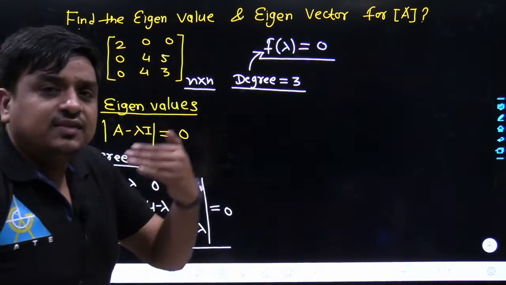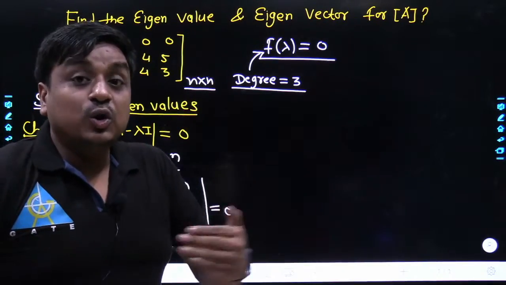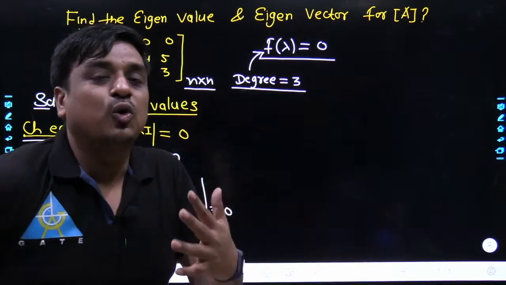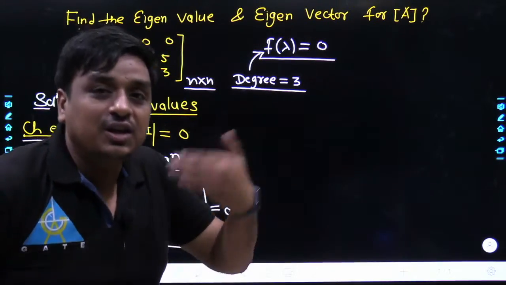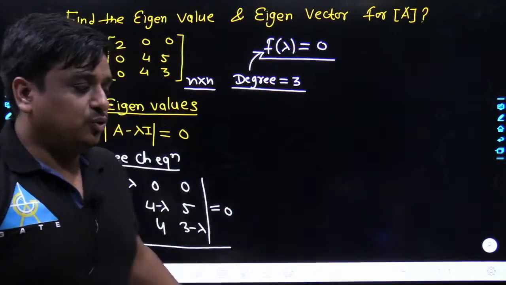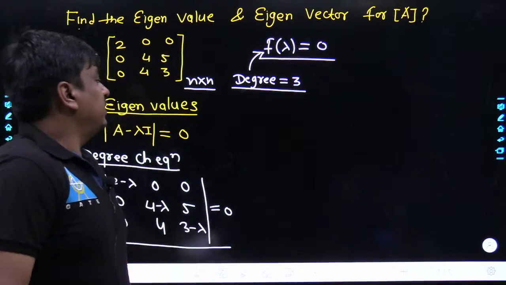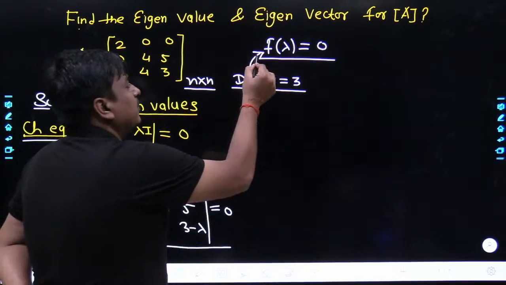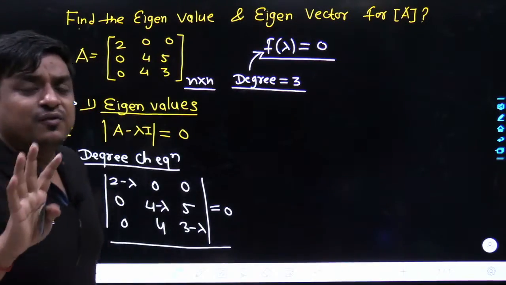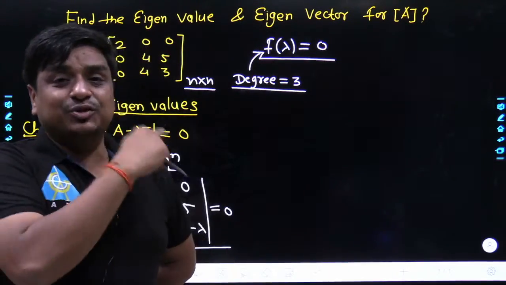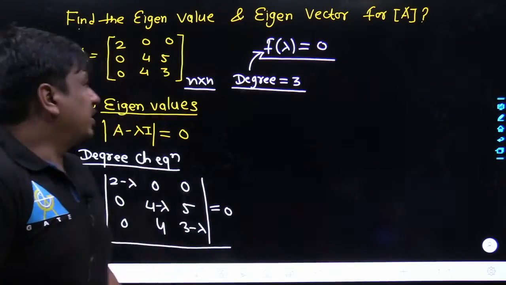See, everything is related. In future, a good number of questions will go through this, and definitely these basic concepts come into the picture again and again, so you have to have clarity in it. If the degree of this polynomial is 3 and it is compared with 0, how many values of lambda will satisfy this equation? 3.